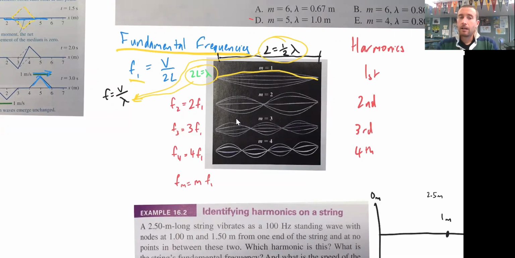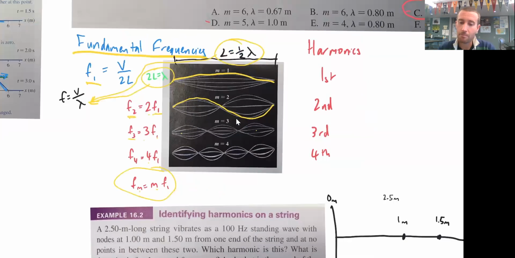Then, if I wanted to figure out frequency 2, I could just multiply F1 by 2, because now I have 2 bumps, right? 1, 2. If I wanted to find the third frequency for 3 bumps, I could multiply F1 by 3. 4 is 4 times F1. So whatever the number is, the frequency of whatever mode is equal to the number of modes times the fundamental frequency F1.